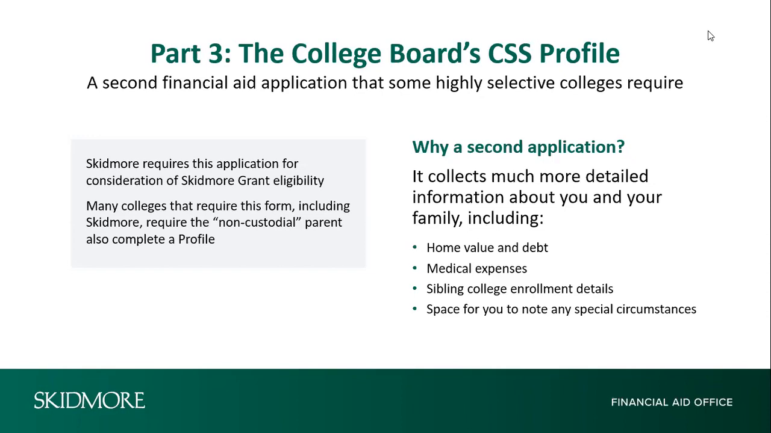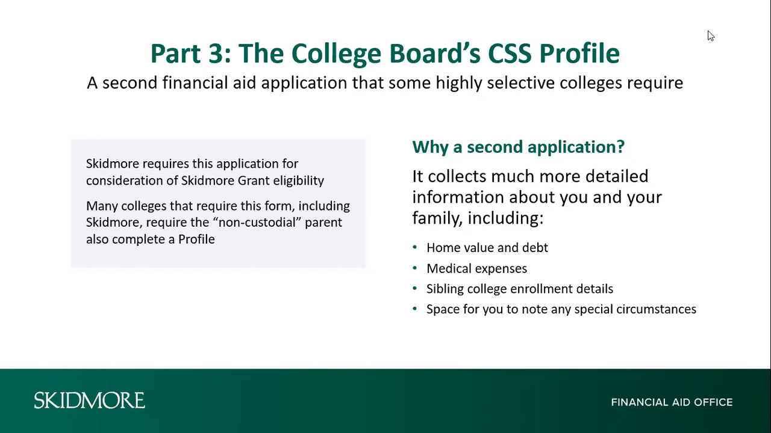So the big one for Skidmore, though, is the CSS profile for international and domestic students. This is the form we need in order to determine your eligibility for our grant assistance. Such fun to fill out financial aid applications, we know. Why do we want a second one in addition to the FAFSA? It's because it collects a lot more information.